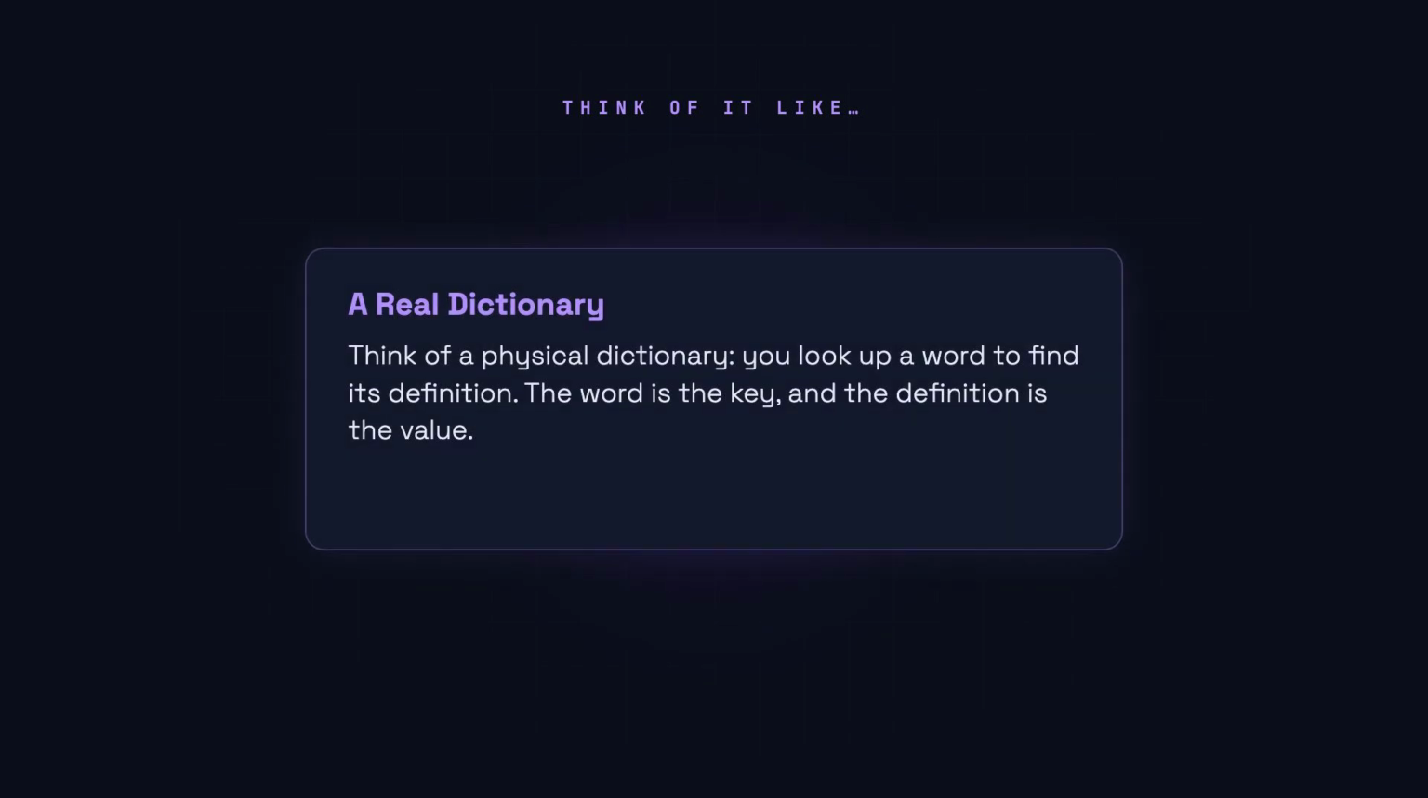Imagine a physical dictionary. You do not flip through every page counting lines. You jump straight to the word you need. Python dictionaries work the same way. Give it a key, and it hands you back the value instantly.